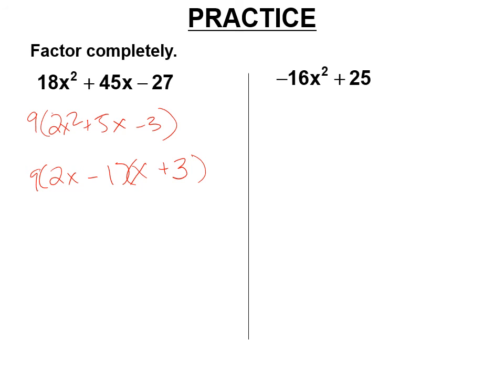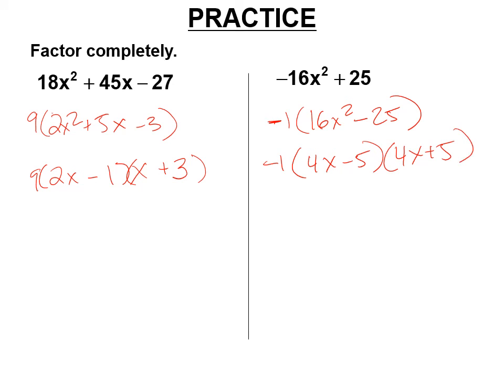Yeah. Over here, we're going to take out a negative, and what can I take out? Oh, I'm just going to take out a negative 1 here, I think. Yes, because it's going to be 16x squared minus 25. And then that's the difference of perfect squares. So 4x minus 5 times 4x plus 5, right? Because 16 and 25 don't have a common factor, but they are perfect squares.